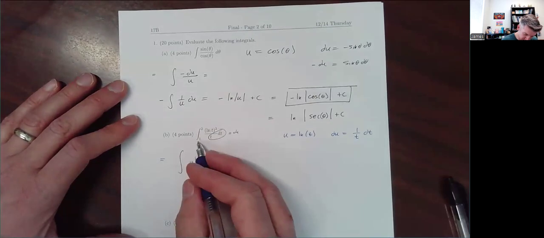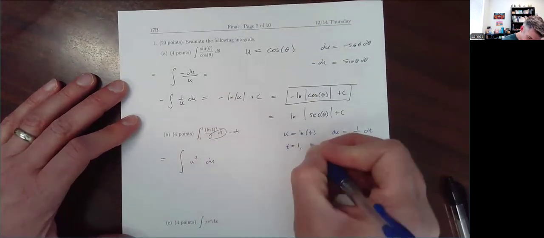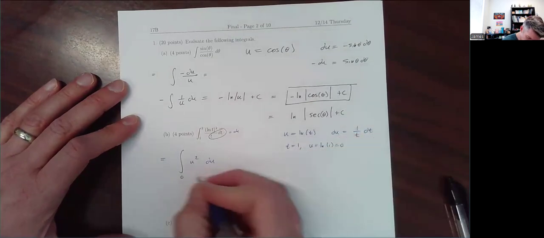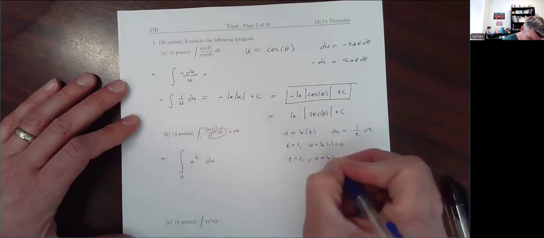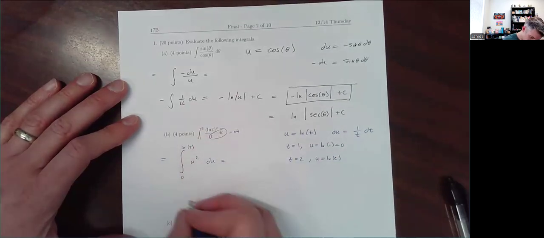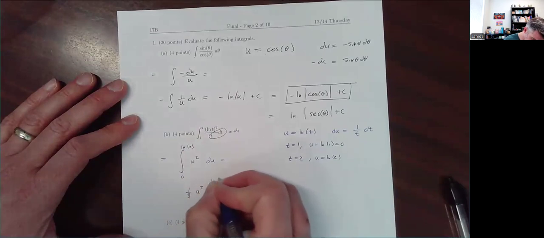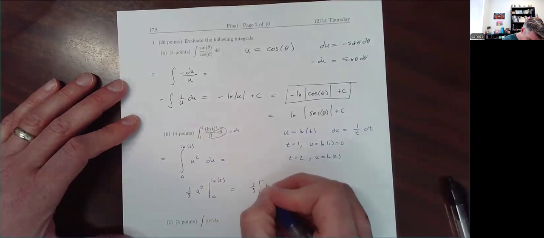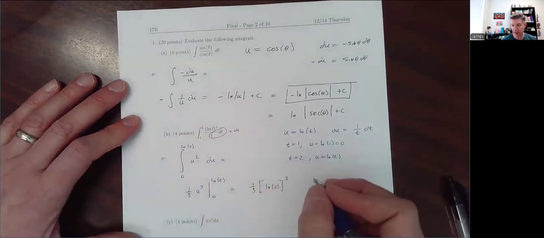I like to change the limits. Those are t values. So if t is equal to 1, then u is going to be the natural log of 1, which is 0. And if t is equal to 2, u is going to equal the natural log of 2, which is just the natural log of 2. So then we integrate, we get 1/3 u cubed evaluated from 0 to the natural log of 2. We plug in the natural log of 2, we get 1/3 times the natural log of 2 cubed minus 1/3 0 cubed. I don't really want to write that.